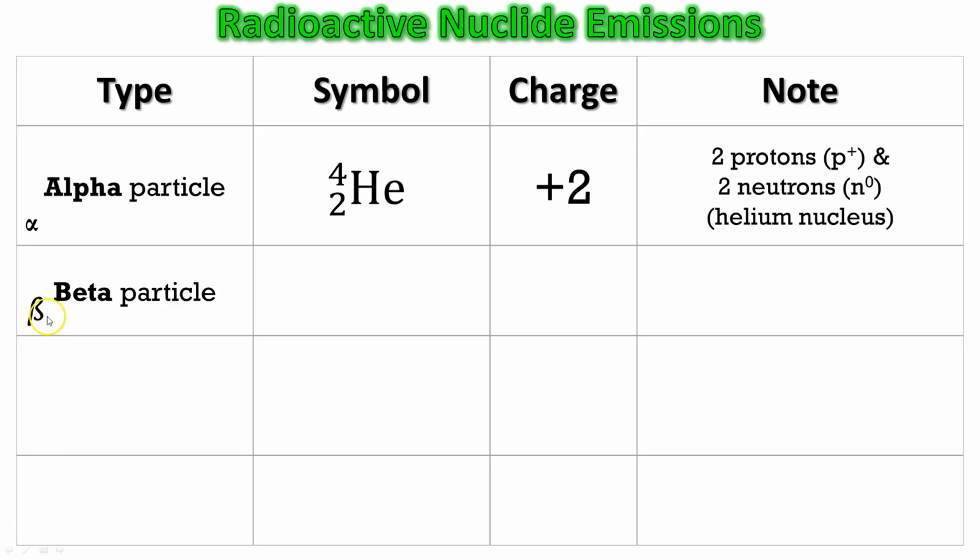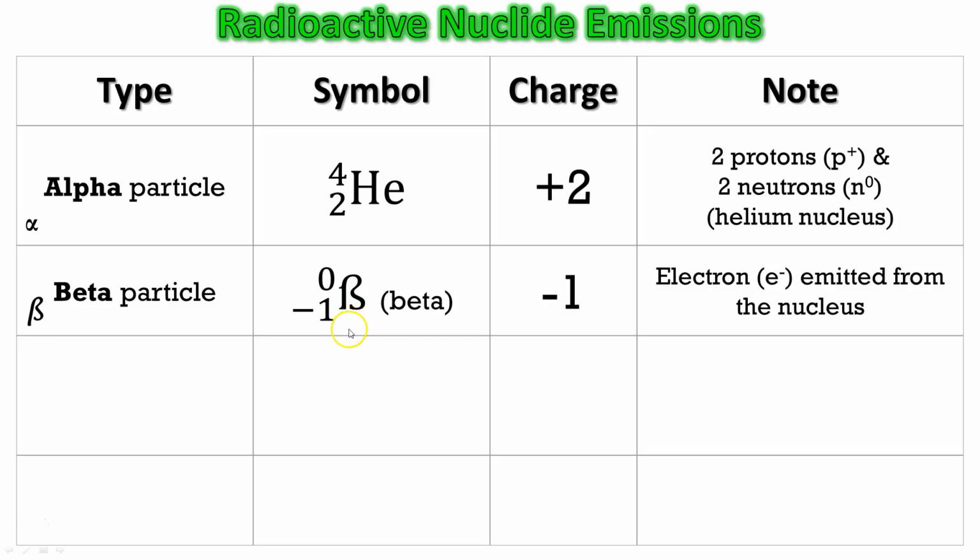A beta particle, there's our symbol right here, is also represented like this, with a total mass of 0 and a total charge of -1. This is our beta particle. Charge of -1. This is essentially an electron emitted from the nucleus. There's no fundamental difference here. We just call it a beta emission because it's an electron that is released from there.